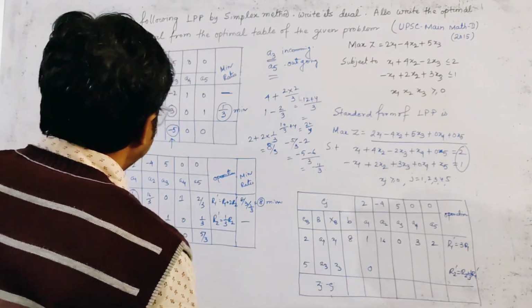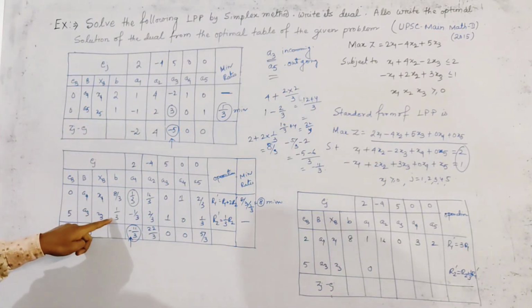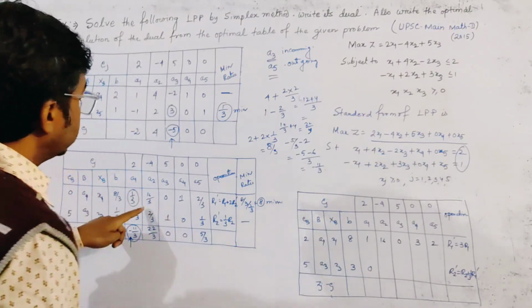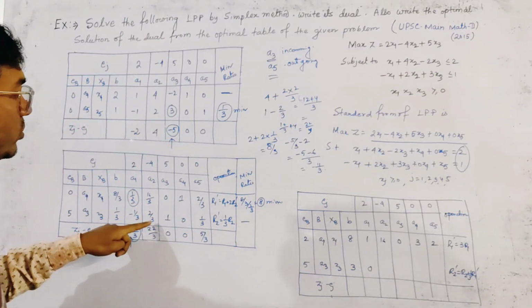This is 0. This is 8 by 3 plus 1 by 3. This is 9 by 3. So 3. This is 16 by 3. This is 2 by 3.